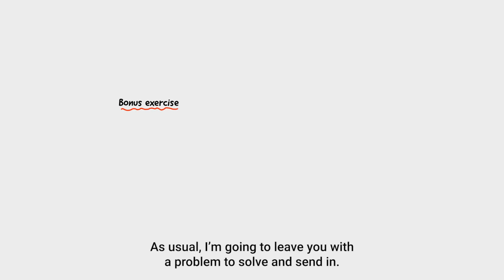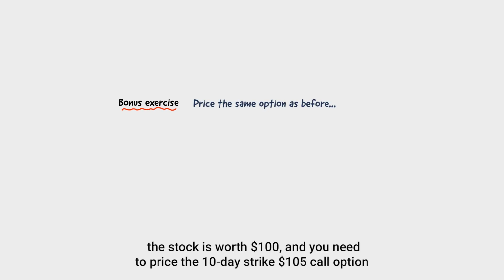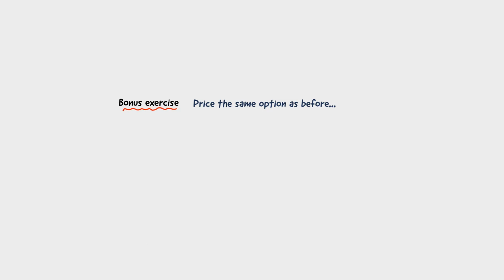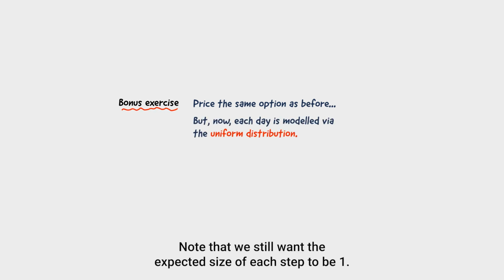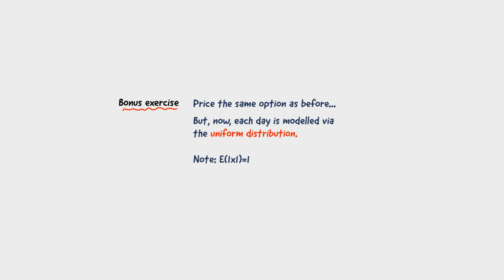As usual, I'm going to leave you with a problem to solve and send in. Consider the same setup as before. The stock is worth $100 and you need to price the 10-day strike $105 call option. However, this time, each day our step is plucked from a uniform distribution. Note that we still want the expected size of each step to be 1. Happy solving!